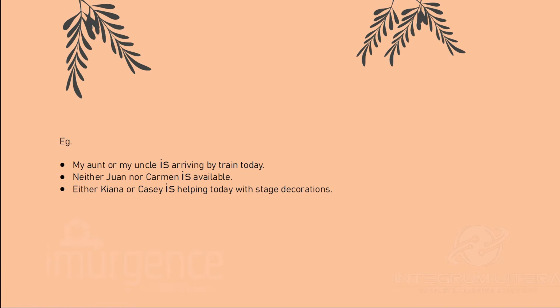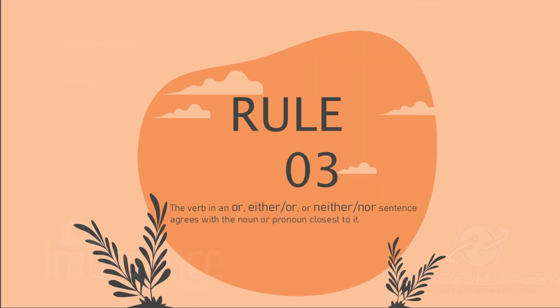For example, my uncle or my aunt is arriving by train today. Neither Juan nor Carmen is available. Either Kiana or Casey is helping today with stage decorations. This is a very simple rule, so I hope it's clear and self-explanatory. Let's move ahead.